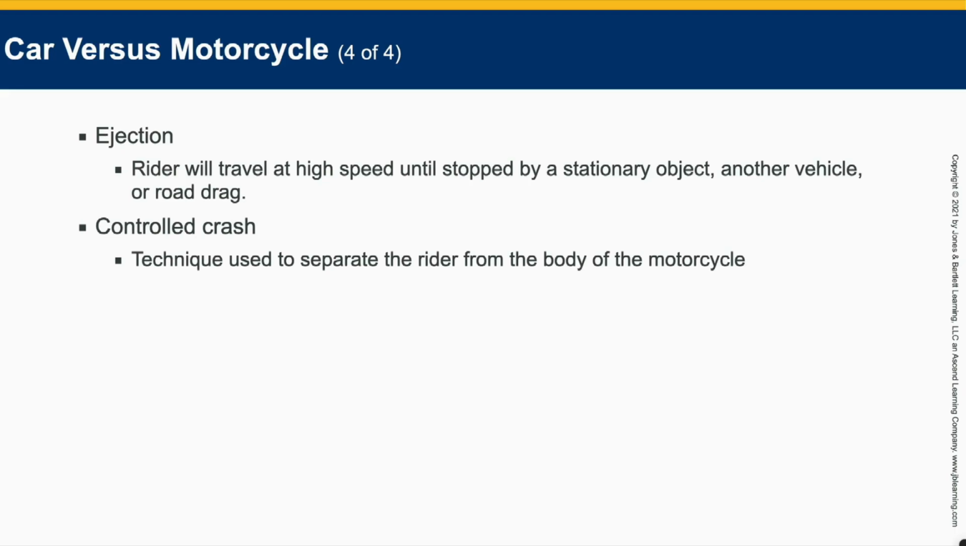Now on the flip side, you might hear something called a controlled crash. This is actually a technique that riders may use to separate themselves from their motorcycle to try and reduce injury. But here's the key. Even though it's controlled, it's still a crash. So don't let that wording fool you. These patients can still have serious injuries, especially from impact with the ground or secondary objects.